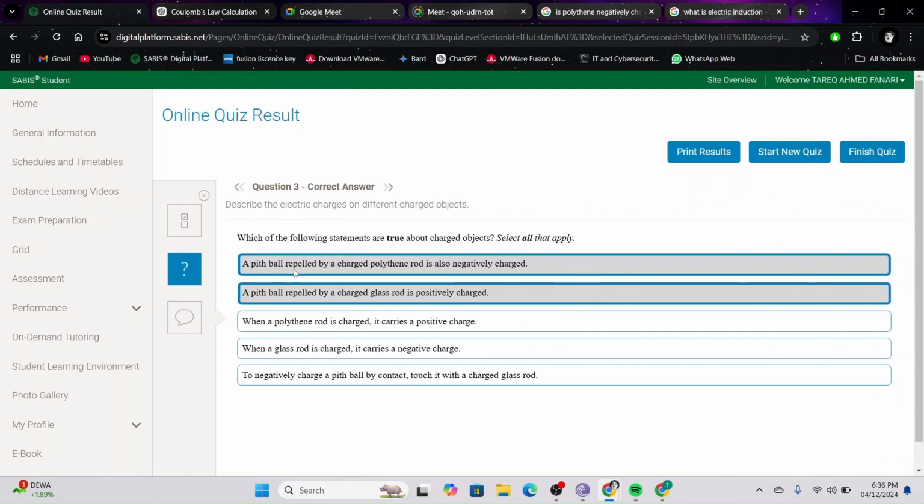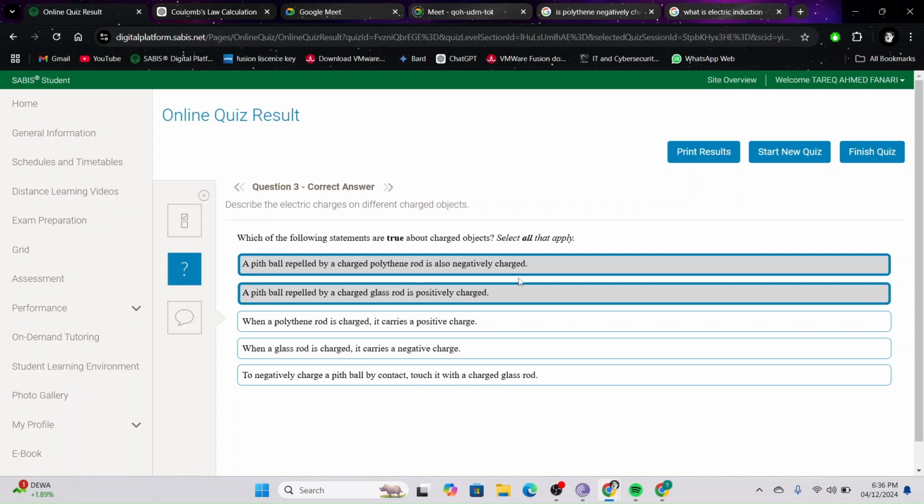Which of the following are true about charged objects? A pith ball repelled by a polyethylene rod is also negatively charged. Yes, polythene, or you could say polyethylene, once you rub it with a cloth or whatever, it's going to take the electrons from the cloth, so it's going to be negatively charged. And you should know that like charges repel, grade 3 science. So if this pith ball is repelling the charged polythene rod, then the pith ball also has to be negatively charged. Same principle for this one.